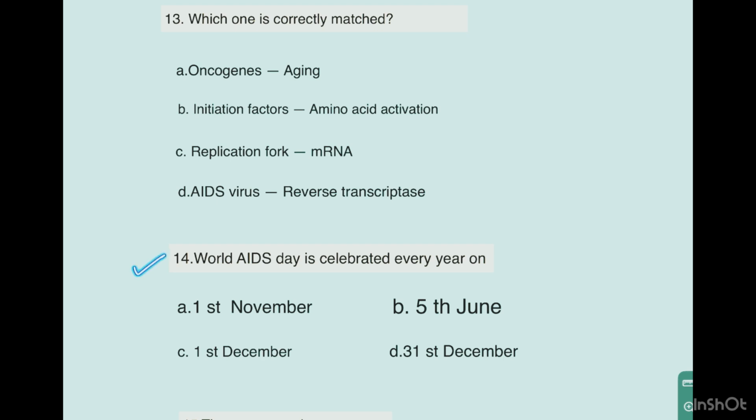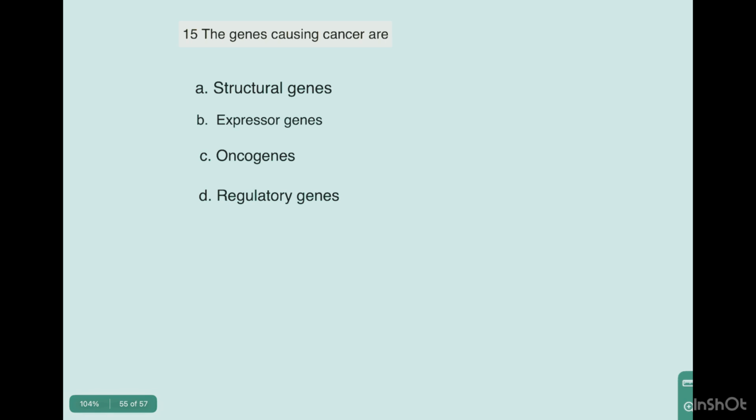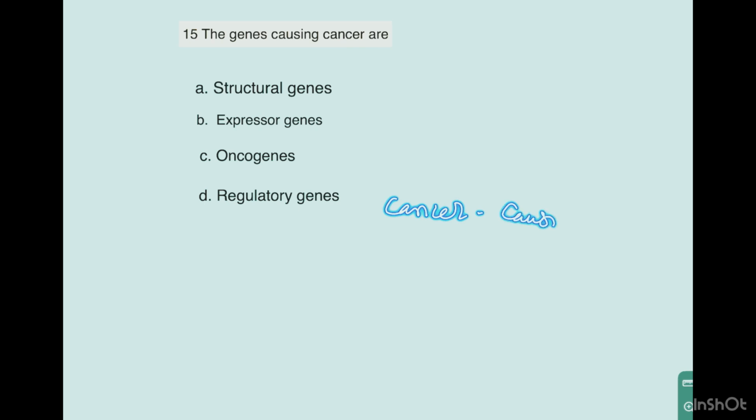Then another question, World AIDS Day is celebrated every year on, it is C, 1st December. The genes causing cancer are oncogenes. Certain viruses cause cancers in human beings, and these viruses are called oncogenic viruses. These oncogenic viruses possess genes called oncogenes, which are also called cancer causing genes, present in the oncogenic viruses.